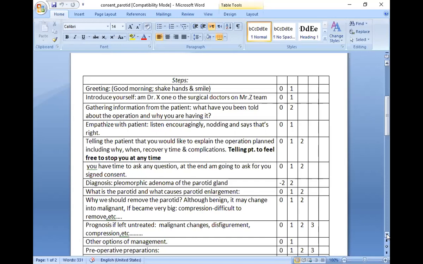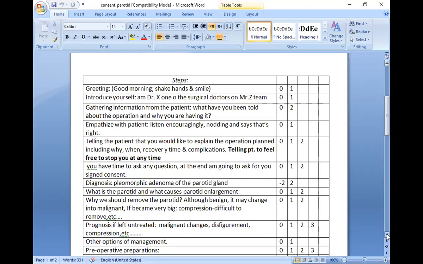Then you ask the patient to ask any questions, and after he asks and you answer his questions, you can ask him for signed consent after checking that the patient knows everything. Okay.